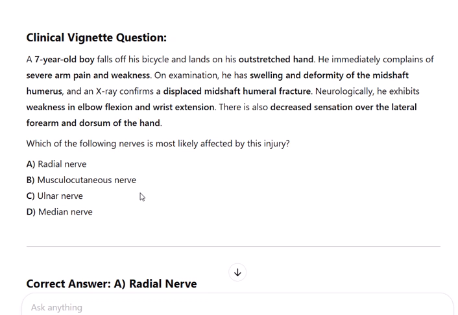Which of the following nerves is most likely affected by this injury? A. Radial nerve. B. Musculocutaneous nerve. C. Ulnar nerve. D. Median nerve. Correct answer: A. Radial nerve.